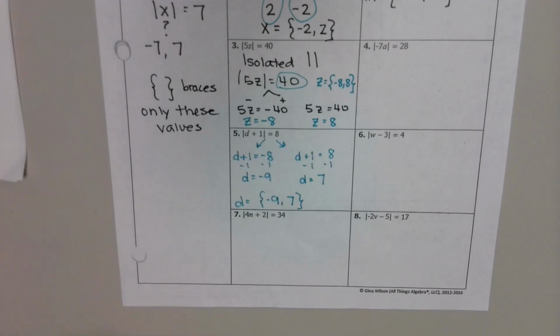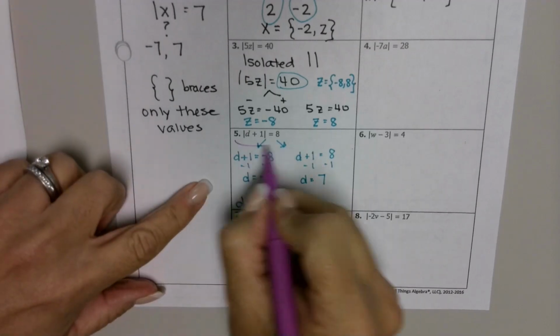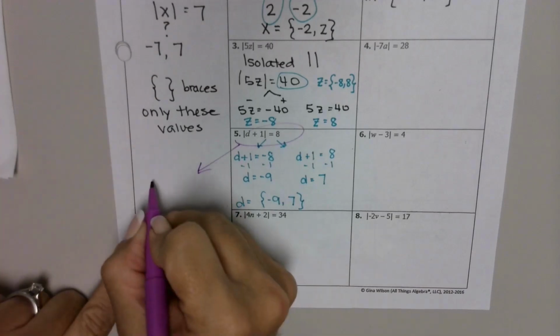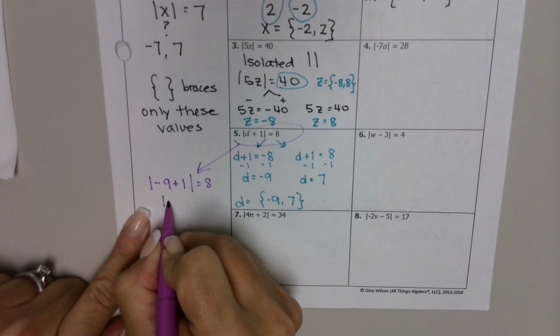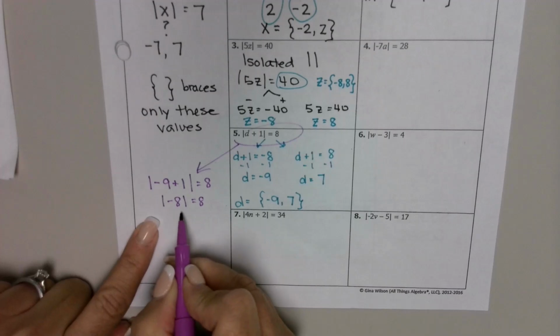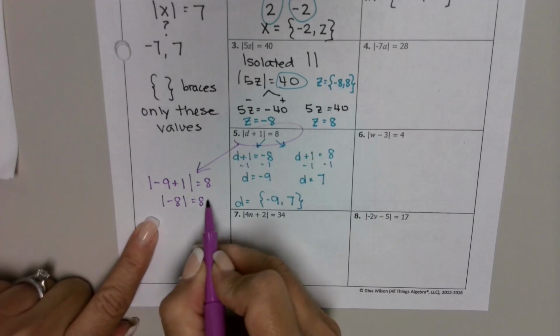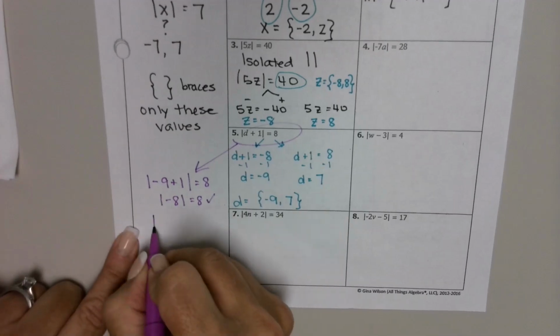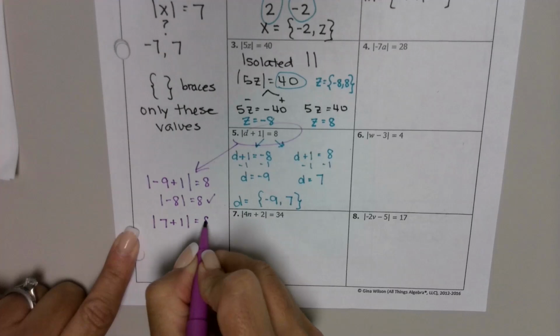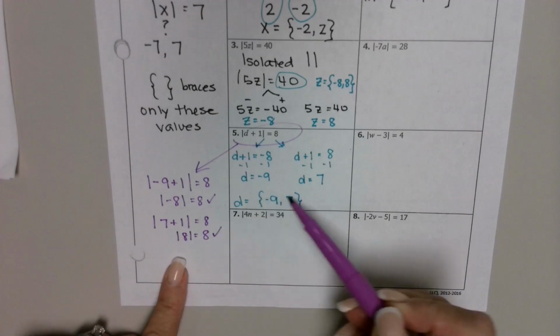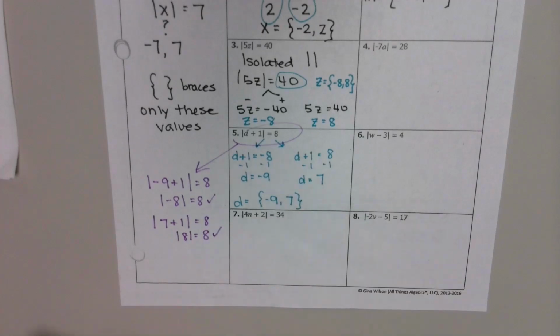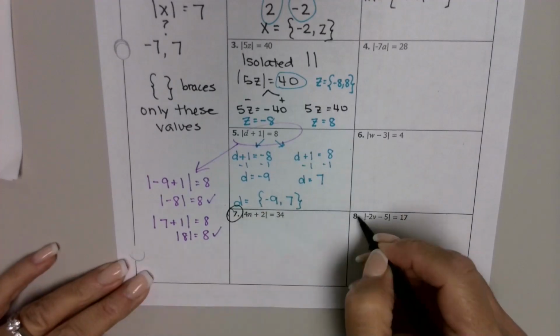Okay, now this is super easy to check because if I take this and bring it over here, what I have is -9 plus 1 equals 8. So this gives me -8 equals 8, and we know that the absolute value of that is positive. So we know that this one's good. And then the next one that I have is 7 plus 1 equals 8, so I have absolute value of 8 equals 8. So that's good too. So you can always take whatever your solution set is and plug it back into the original equation. Okay? All right, pause the video and I want you to do 7 and 8.